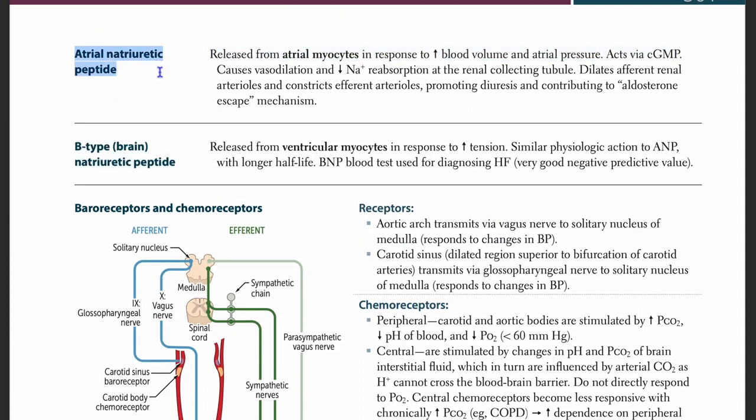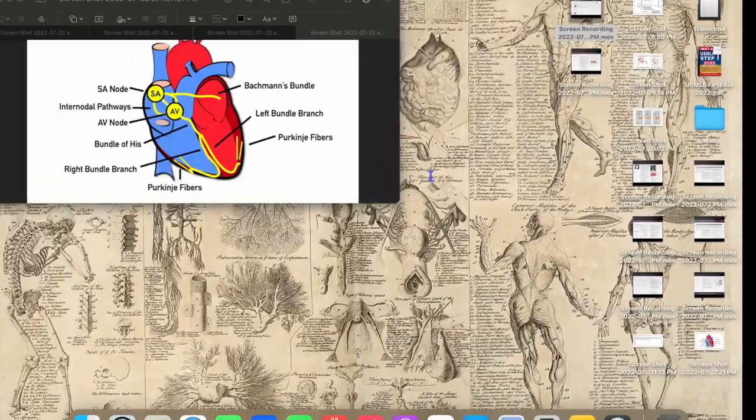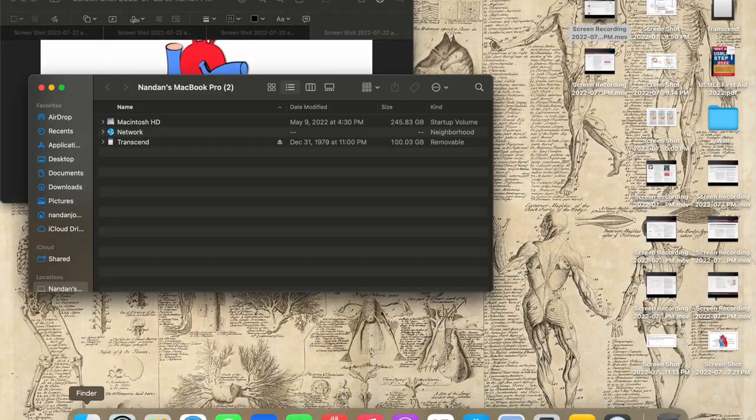ANP, very important. This comes up in a lot of systems because this is what controls the volume in our heart and body. So it's released from atrial myocytes in response to increase in blood volume and atrial pressure. It acts via cGMP. Remember what cGMP was? It's the one with NO in that diagram.